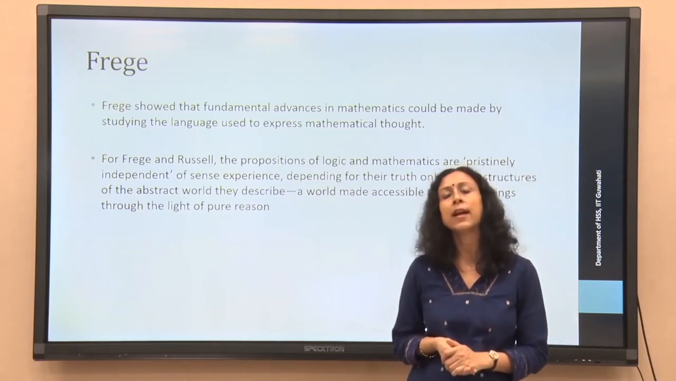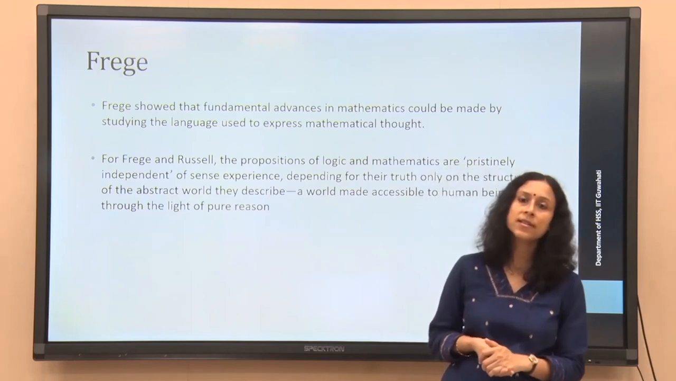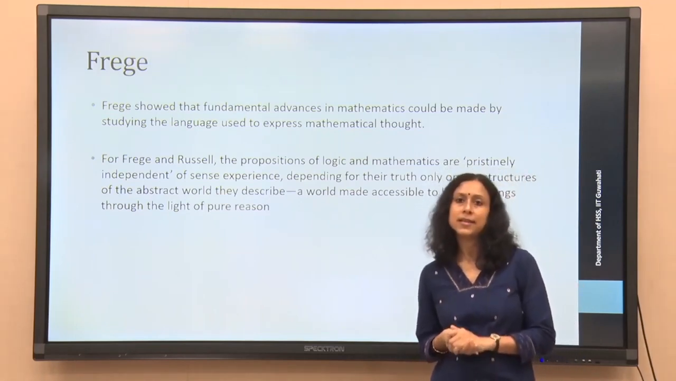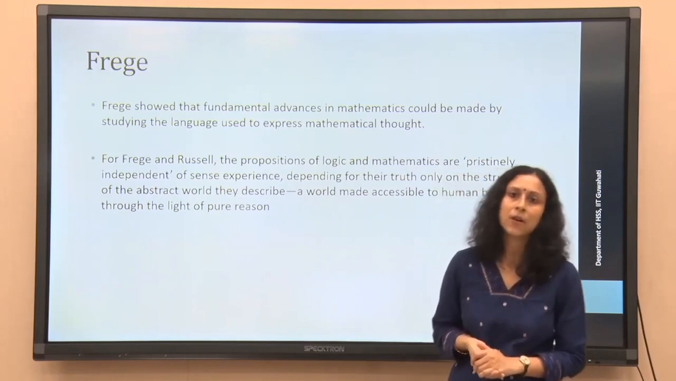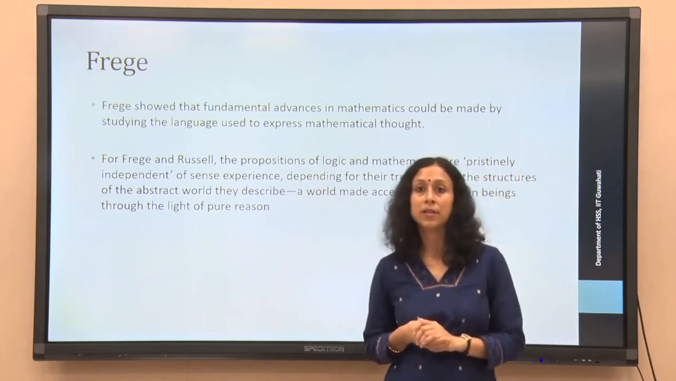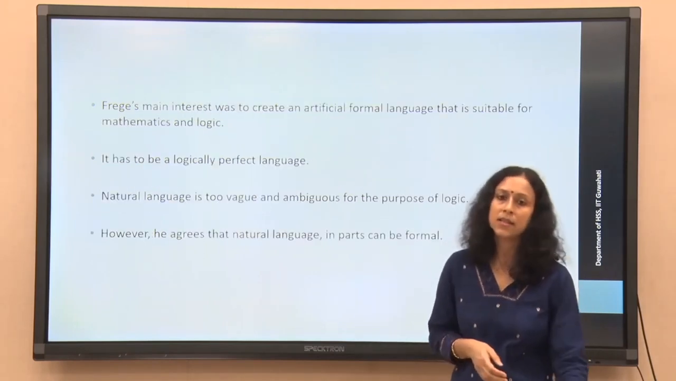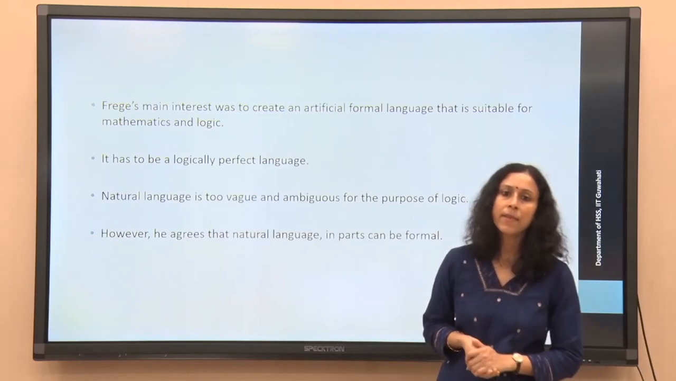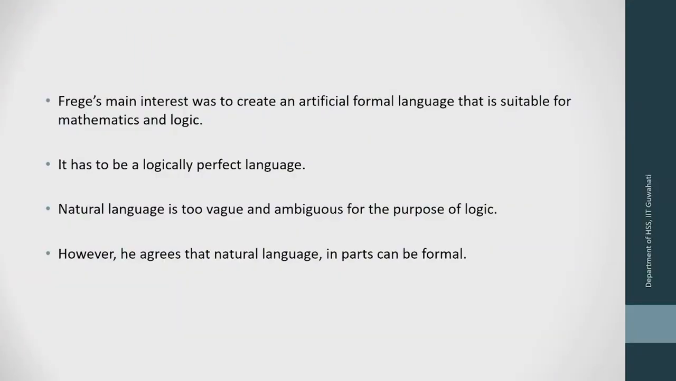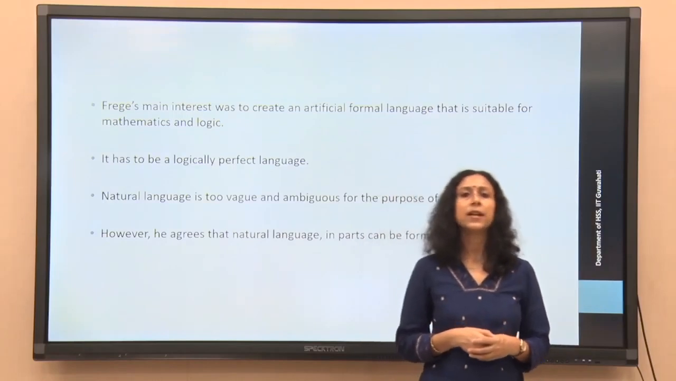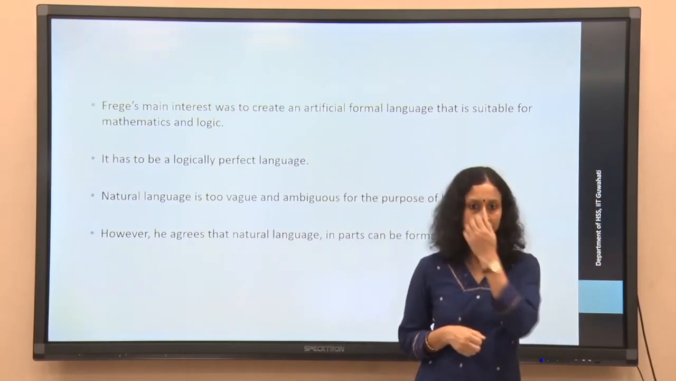So, language, as far as it is reflecting pure reason, as far as it is reflecting logic in its purest form, is relevant for thought, not the language of everyday life that is dependent on sensory experiences. That is the standpoint that we see here. Frege's main interest was to create an artificial formal language that is suitable for both mathematics and logic. As a result, it has to be a language that is logically perfect.